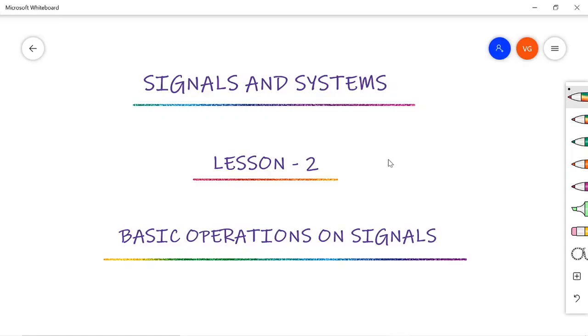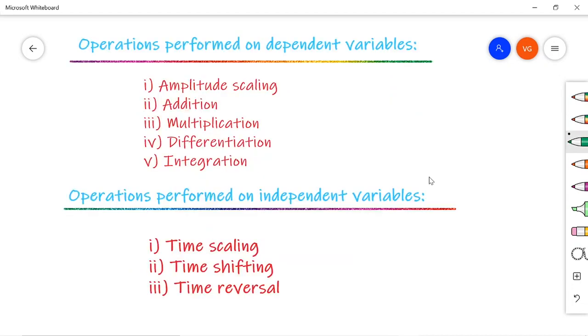In this video, I am going to explain basic operations performed on signals. The basic signal operations are of two types: operations performed on dependent variables and operations performed on independent variables. Generally, the signal is represented either as x of t or x of n. X of t represents a continuous time signal, whereas x of n represents a discrete time signal.